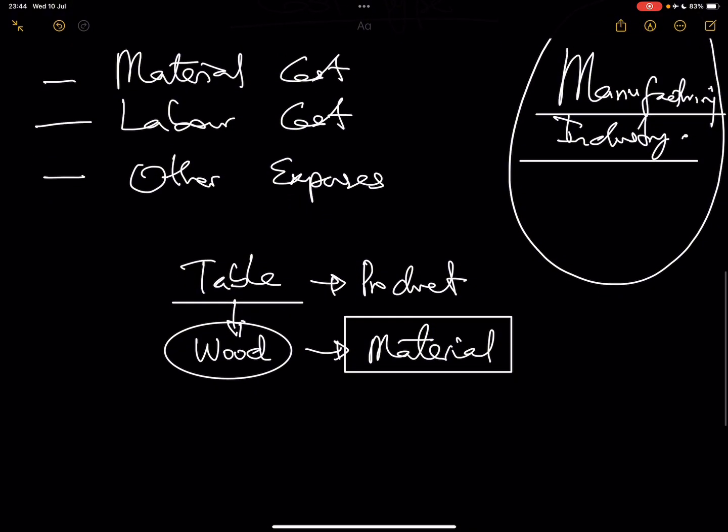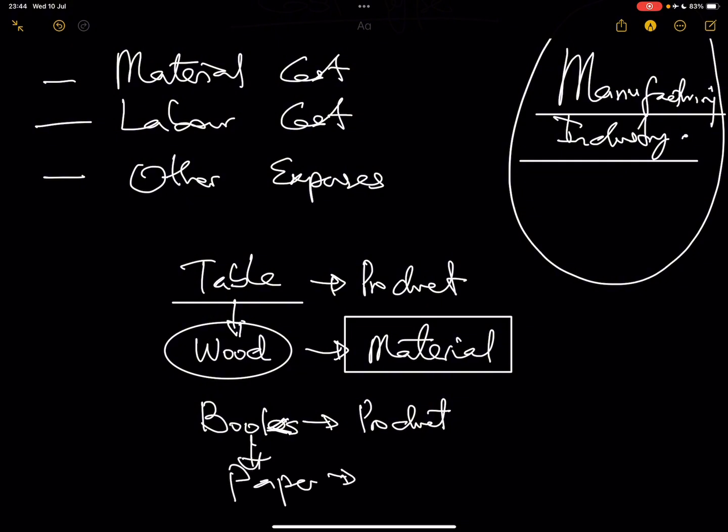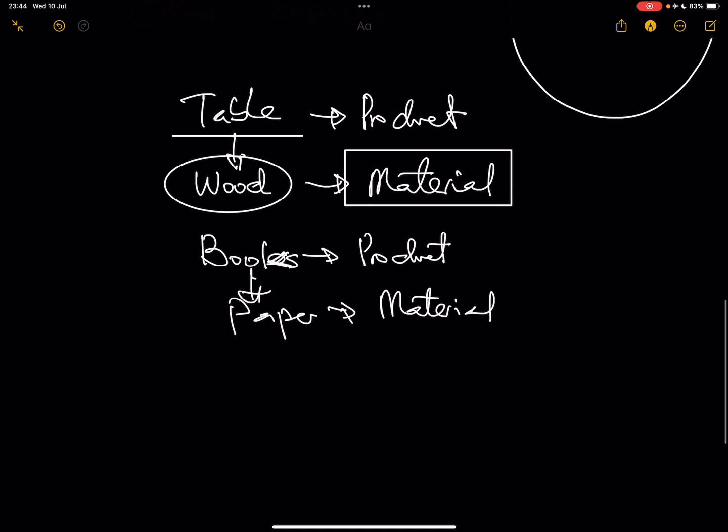Likewise, if your company is into manufacturing of books, books are your product. So if you are producing books, that's your product, whereas your material will be paper. So the cost of paper will be your material cost.